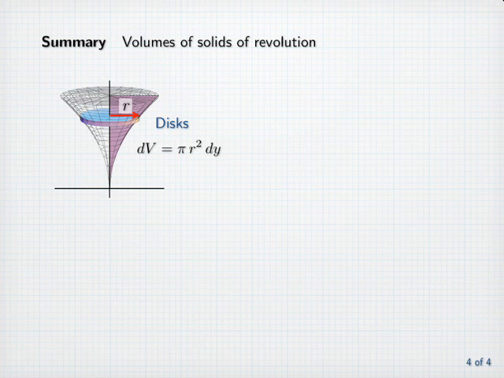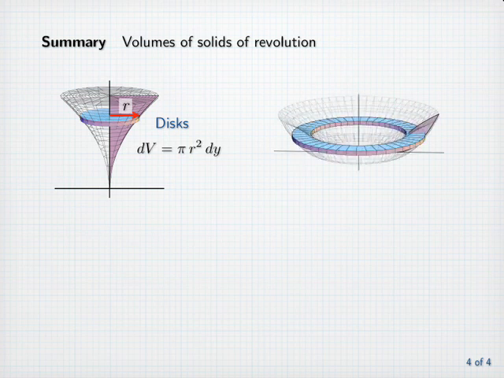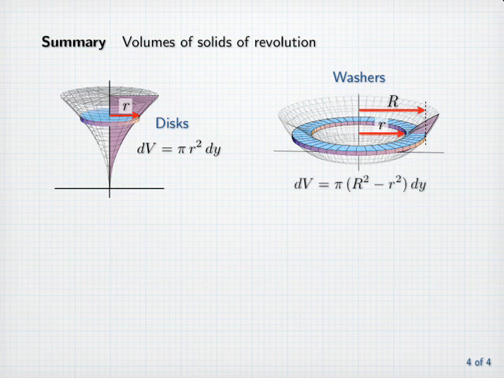Now, of course, in this case, r would have to be expressed in terms of y. In some situations, rather than disks, we end up with washers when revolving a perpendicular slice of the region about the vertical axis. To write down dV here, we think of the inner radius, which is the radius of the hole in the washer, and an outer radius, capital R, and write dV as pi times (capital R squared minus little r squared) times dy. Of course, both of these radii must be expressed in terms of the variable y.